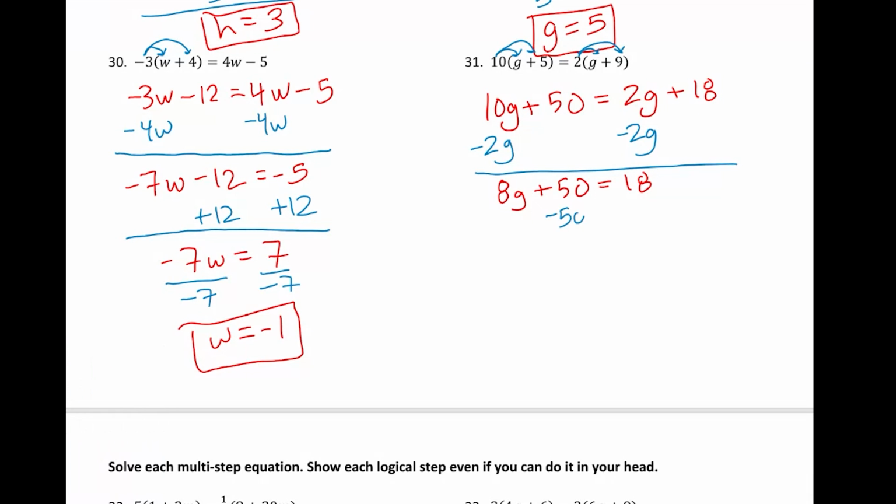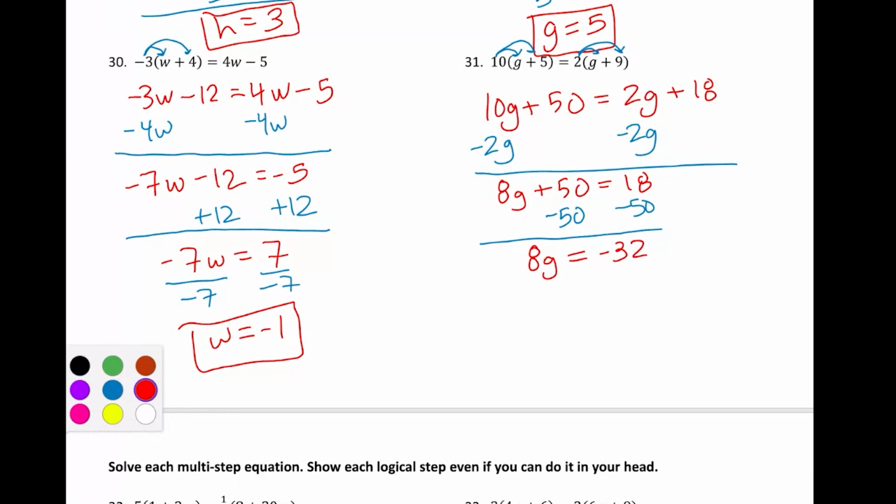Then I'm going to subtract 50 from both sides. 8g equals, let's type that one in, 18 minus 50, negative 32. And then finally, we'll divide both sides by 8. There we go. g equals negative 4.